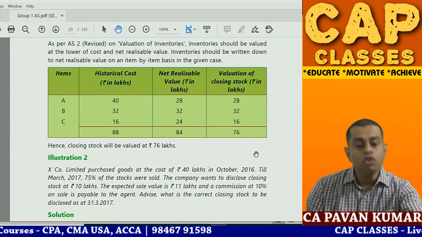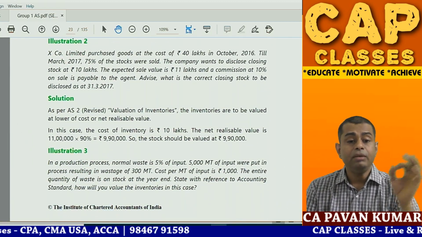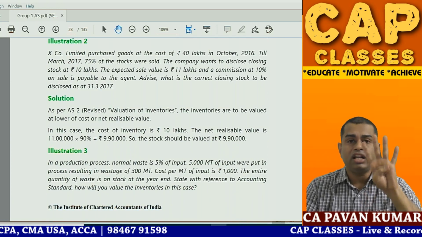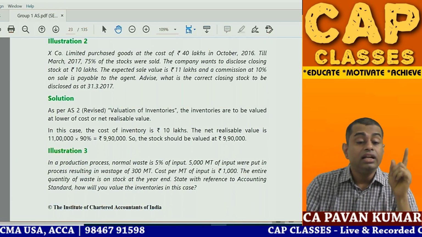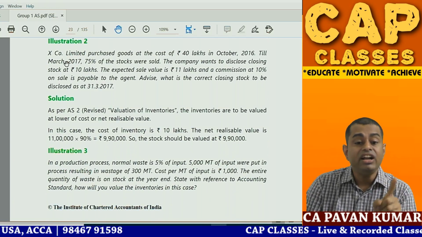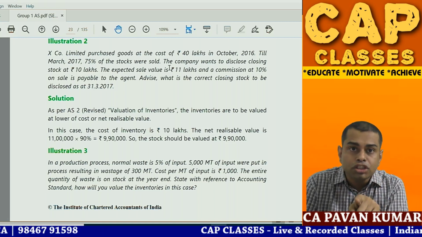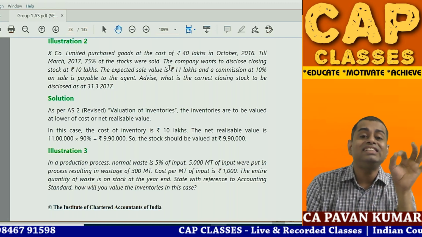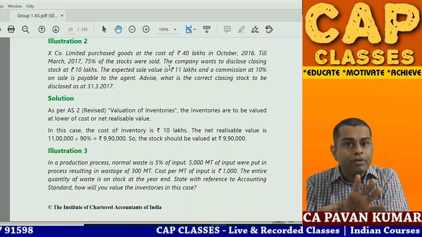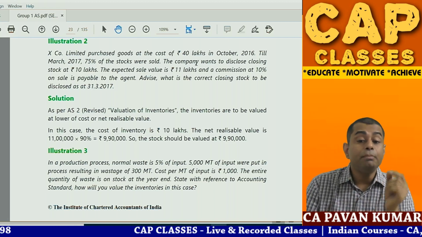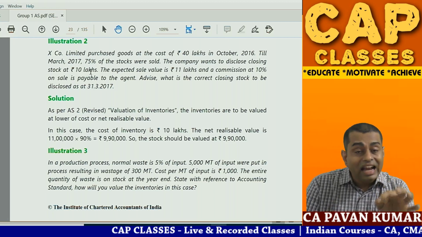Go to question number 2. Extend Company Limited purchased goods at a cost of 40 lakhs. What is the cost? 40 lakhs. Till March 2017, 75% of the stocks were sold. So what is the value of unsold stock? Cost of unsold stock is 10 lakhs, so 40 lakhs into 25% is pending, 10 lakhs. The company wants to disclose closing stock at 10 lakhs.